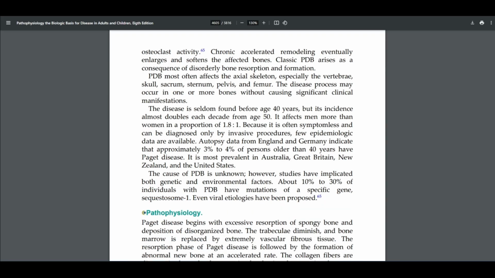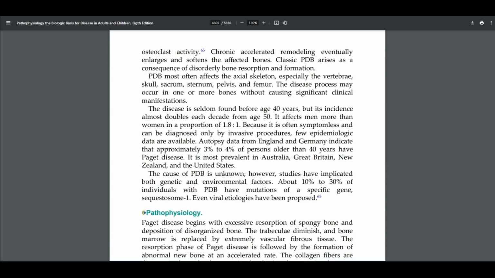Paget's disease most often affects the axial skeleton, especially the vertebrae, skull, sacrum, sternum, pelvis, and femur. The disease process may occur in one or more bones, causing significant clinical manifestations. The disease is seldom found before age 40, but its incidence almost doubles each decade from age 50. It affects men more than women in a proportion of 1.8 to 1. Because it is often symptomless and can be diagnosed only by invasive procedures, few epidemiologic data are available.